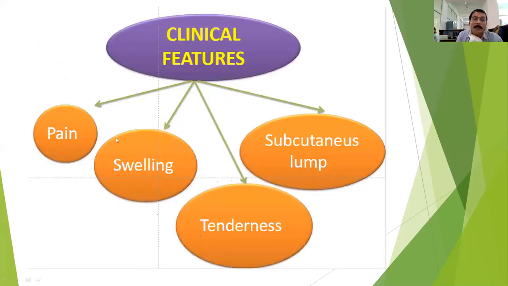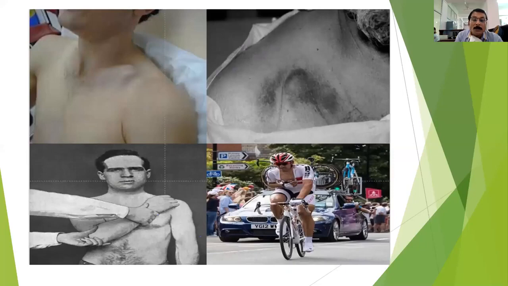So clinically, when the patient comes after trauma, you will have pain, swelling, tenderness, and a subcutaneous lump. This is seen in case of clavicle fracture. If the patient comes to you and you look at this, in case of displacement you will find the fragment going up, which becomes very prominent. One can see the other side is normal, one side is very much prominent. There is ecchymosis because of the blood collecting here following the fracture.